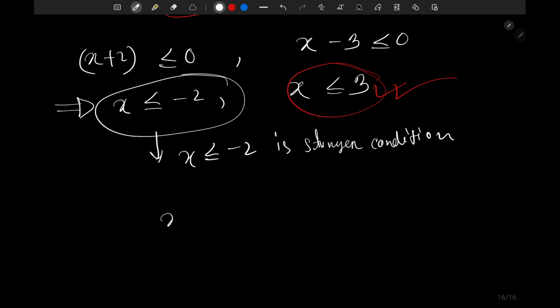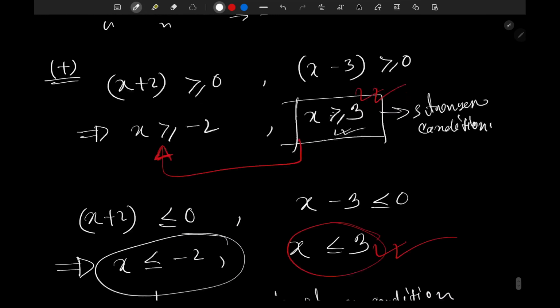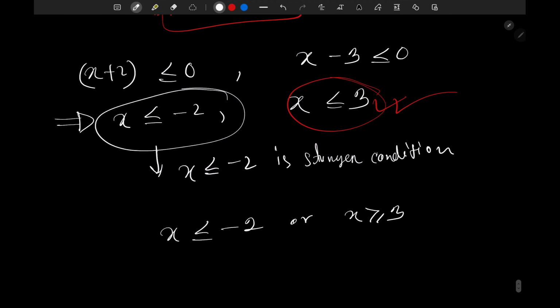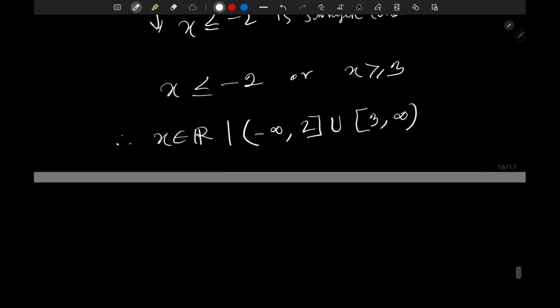And our answer is x is either equal or less than negative 2, or x is greater than or equal to 3, right? And if you want to write it formally, you can write x belongs to R such that x is equal or less than negative 2 or x is greater than or equal to 3. Or you can write it in the interval notation, that is minus infinity to negative 2, negative 2 is getting included, so we're going to put a third brace, union 3 to infinity.